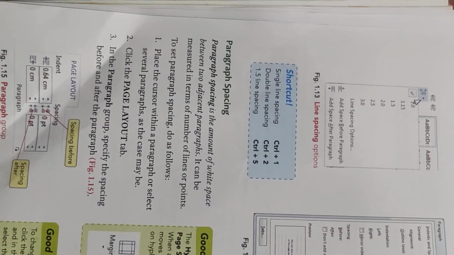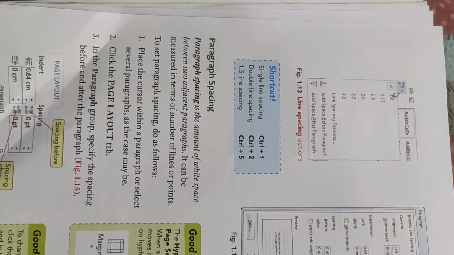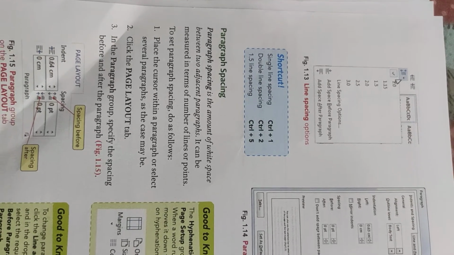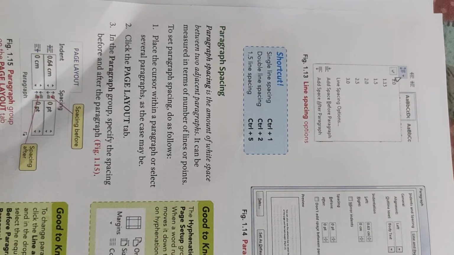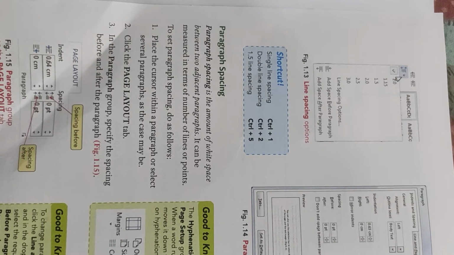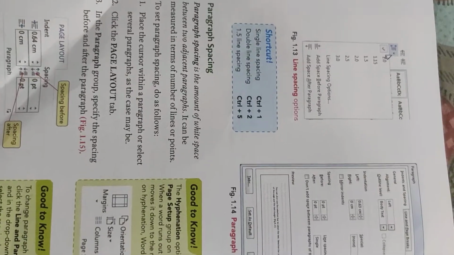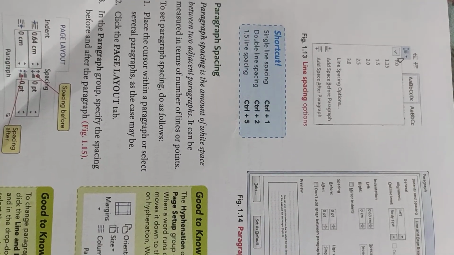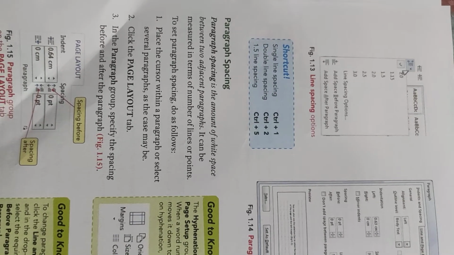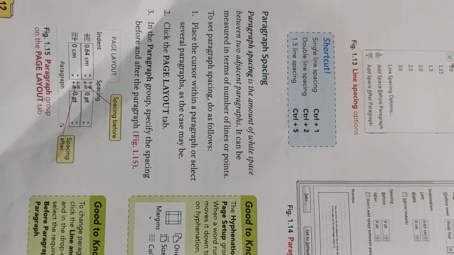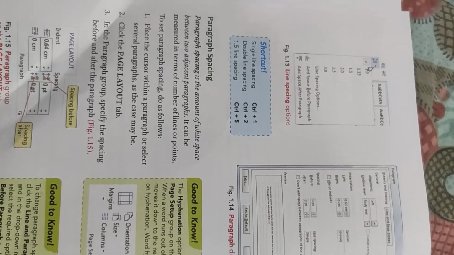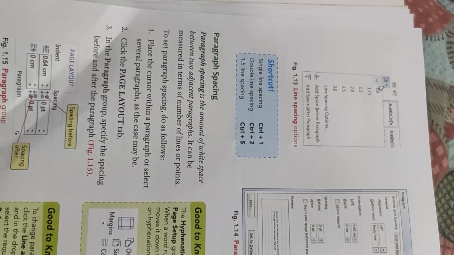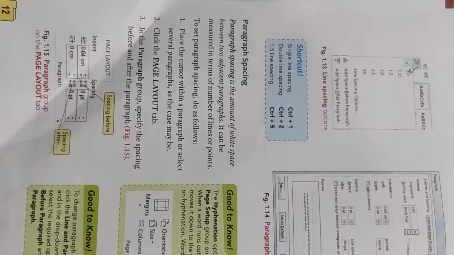Now after line spacing we are going to discuss paragraph spacing. Paragraph spacing is the amount of white space between two adjacent paragraphs. So as we have seen that we can define a paragraph by mentioning the number of lines or points. After that you can select the paragraph or the several paragraphs as the case may be. After that you have to click on Page Layout, and in the paragraph group you have to specify the spacing before and after the paragraph. See, after specifying this, the same spacing option that you are using for lines can be applied to a paragraph or a group of paragraphs. Alright.